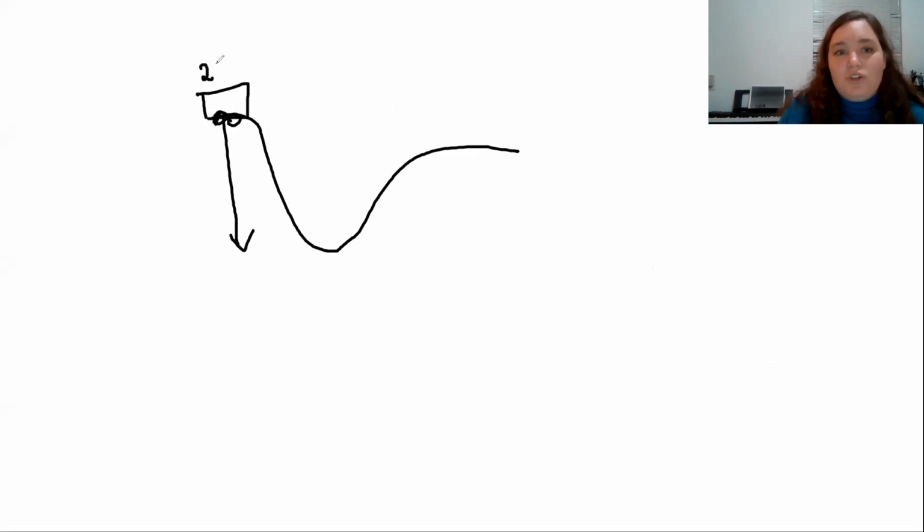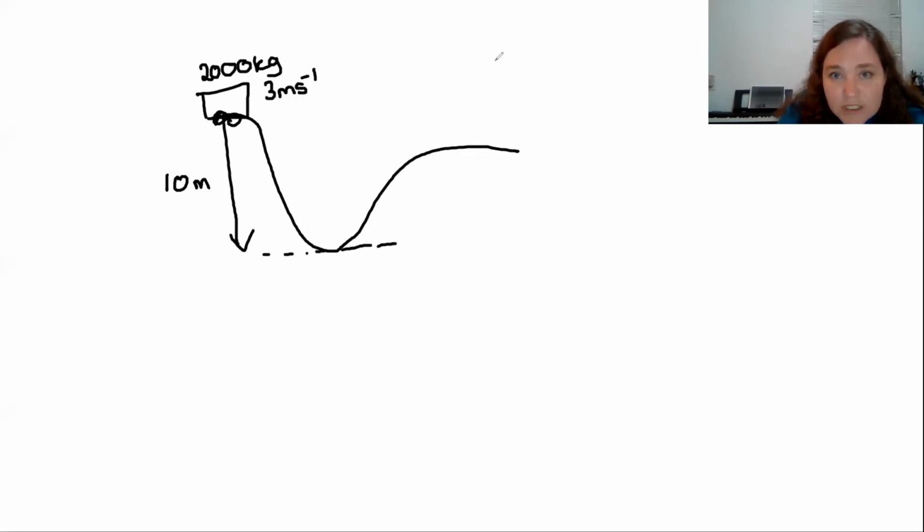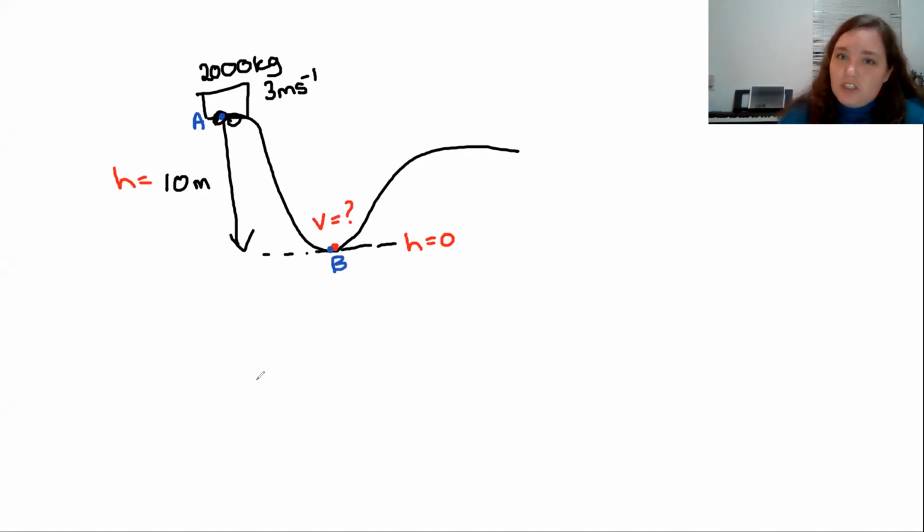Okay, so here's a roller coaster, and I might tell you that we've got a roller coaster up here, and it has a mass of 2,000 kilograms, and it's traveling at 3 meters per second, and it is 10 meters above the ground. I may tell you that the lowest point that the roller coaster reaches is over here, which we're going to say is on the ground, so it's at a height of 0, so this was a height of 10, and I may ask you what is the velocity or speed of the roller coaster at that point. So the rule that we're going to be using here, I'm going to call this position A there and position B just because it makes it neat. You're welcome to also use initial and final.